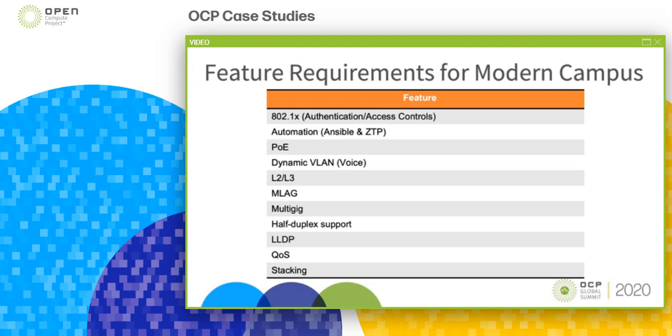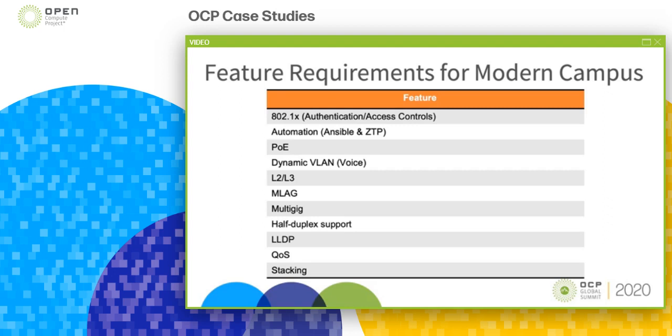The second crucial feature that's required for campus switches is the ability to support power over Ethernet. Many endpoints are powered in this fashion, and therefore this is a must-have feature for a campus switch.